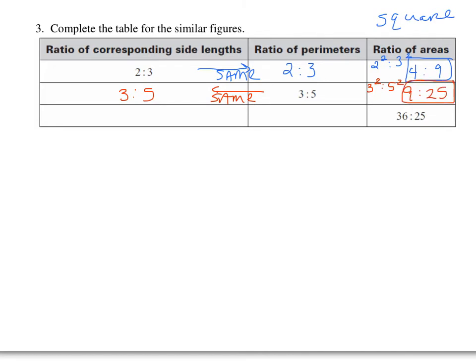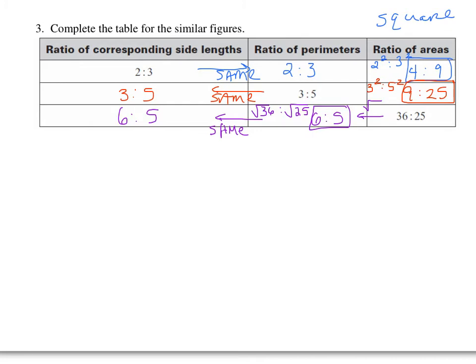All right, so what happens if we are given the area ratio? Well, the opposite of squaring is taking the square root, so to get here we need to take the square root of those numbers. The square root of 36 and the square root of 25 gives me 6 to 5. We know from the ratio of the perimeters to the ratio of the sides that it is the same ratio, so this also will be 6 to 5.